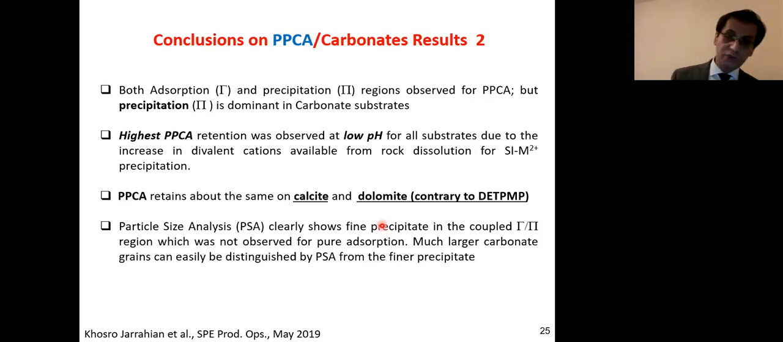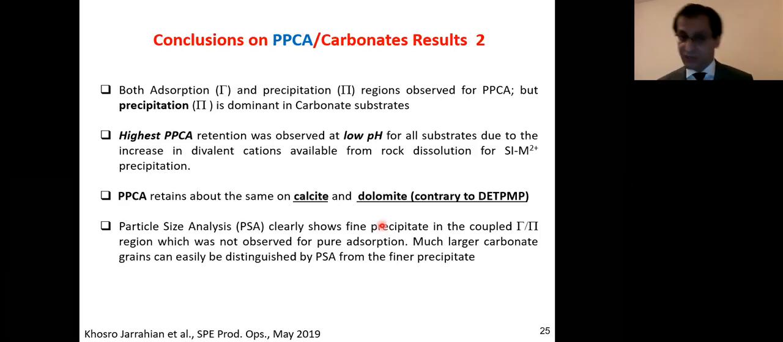To remind you, DETP-MP retains more on dolomite than on calcite, which is completely different from PPCA. And particle size analysis clearly shows fine precipitate in the coupled adsorption and precipitation region, which wasn't observed for pure adsorption, and much larger carbonate grains can easily be distinguished by particle size analysis from the finer precipitate.